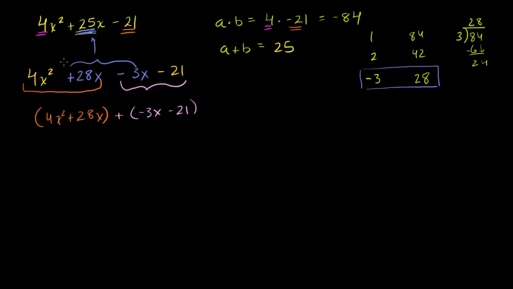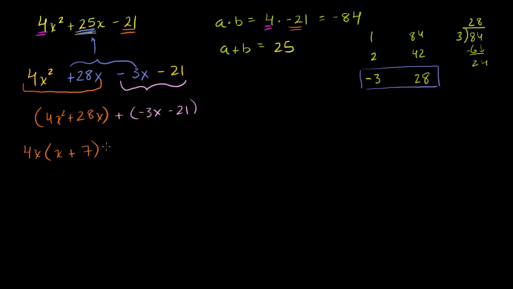And I grouped the 28 with the 4, because they're both divisible by 4. And now, in each of these groups, we factor as much out as we can. So both of these terms are divisible by 4x. So this orange term is equal to 4x times x. 4x squared divided by 4x is just x, plus 28x divided by 4x is just 7.